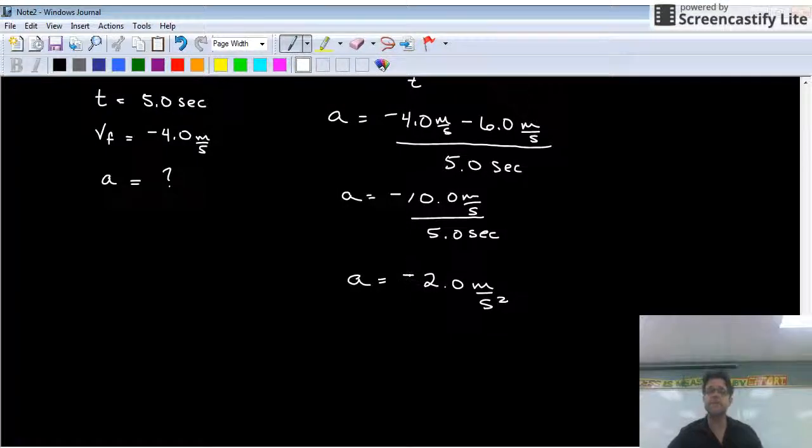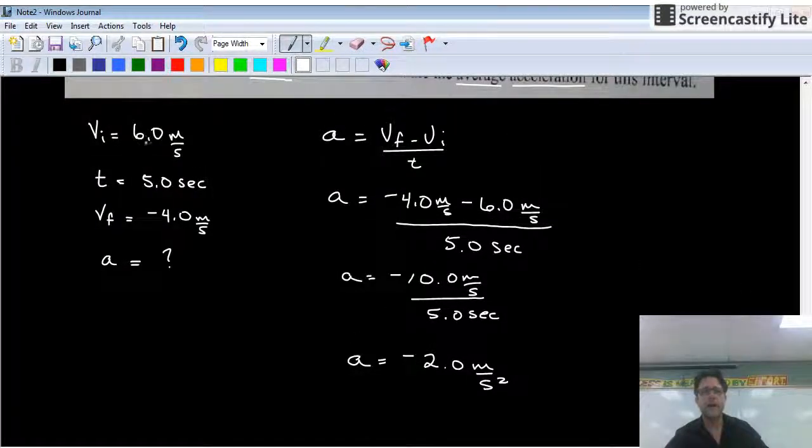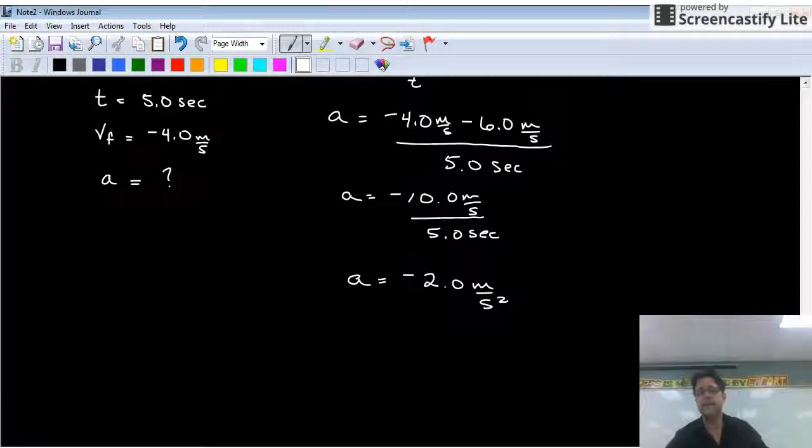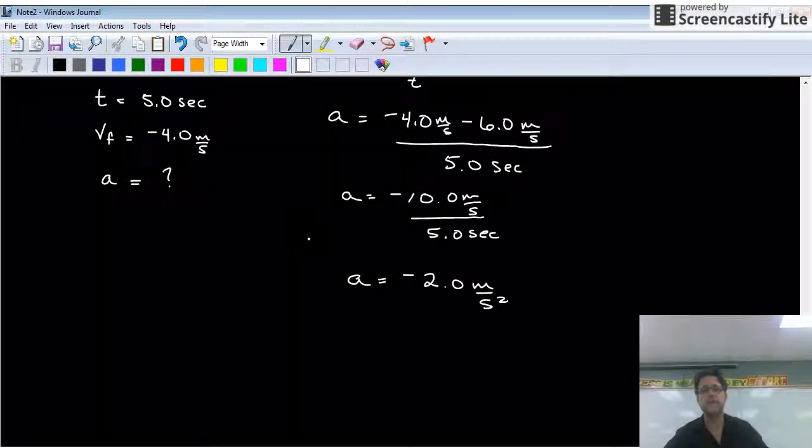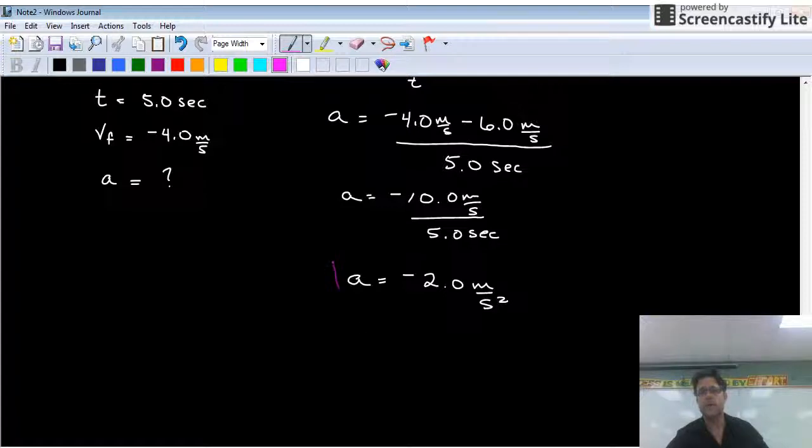This negative is good because we were starting off at a higher velocity. Then you can picture it, we slowed down to 0 velocity, so we're slowing down. We needed a negative acceleration. And then we started to speed up in the opposite direction, giving us a final velocity of minus 4. So this negative acceleration is completely what we're looking for in this question. So again, box in what you're calling the answer, and then you're good to go.